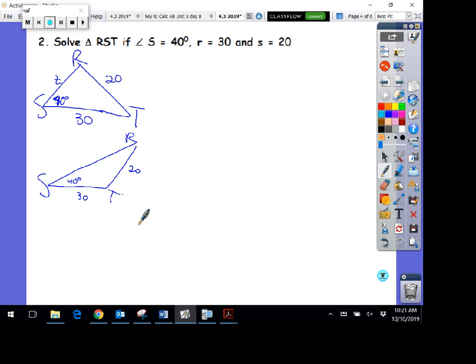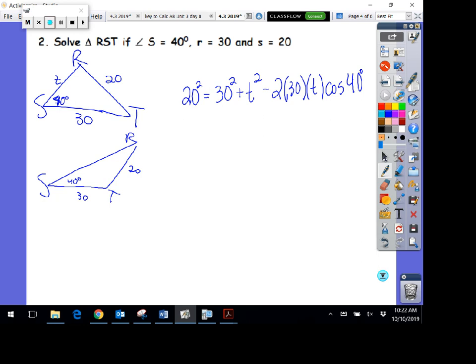All right, so regardless of how I drew my triangle, the side across from the only angle that I was given is 20. So that's 20 squared equals 30 squared plus t squared, or t squared plus 30 squared. 1 plus 2, 2 plus 1 still gives you 3. Doesn't matter the order that you add. Minus 2 times 30 times t times the cosine of the angle across from the side that I used. I'm always equaling that to the side.